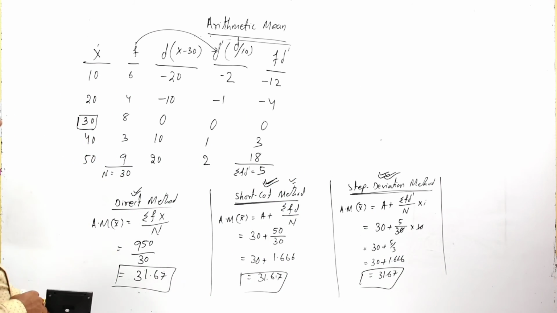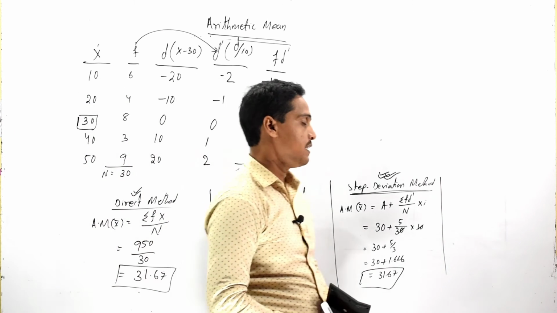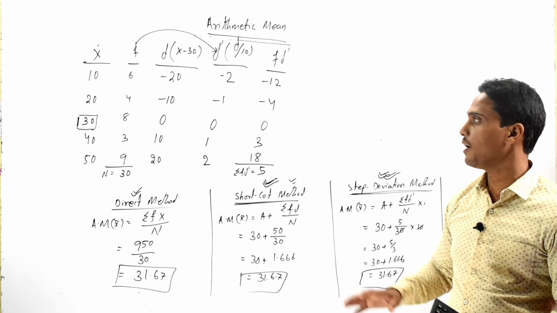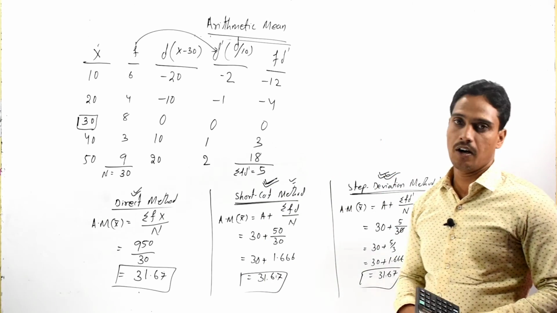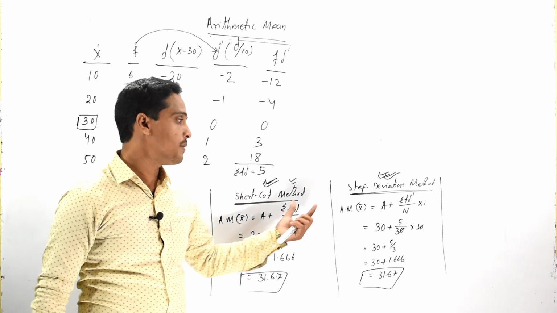So the value of our arithmetic mean of the given series under the direct method, the shortcut method and the step deviation method is 31.67. So this is all about the computation of arithmetic mean of a discrete series under different methods.